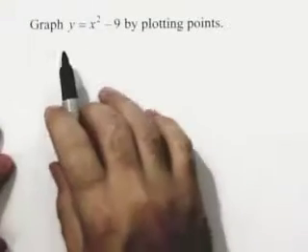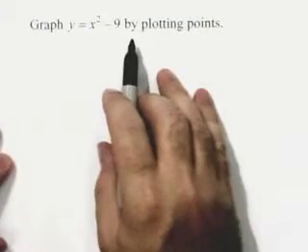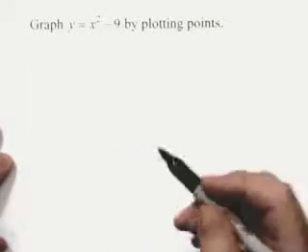In this problem, we're going to sketch the graph of an equation by plotting points. We'd like to graph y equals x squared minus 9 by plotting points. We're going to do this by creating a table of values.